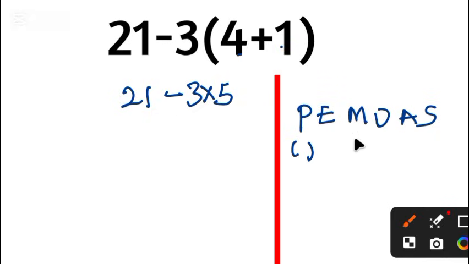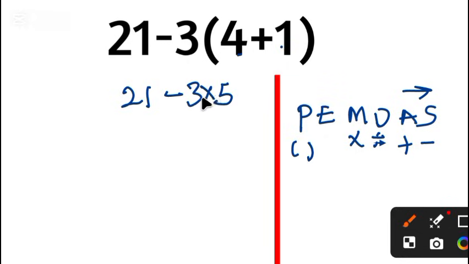According to the order of operations, multiplication and division, we evaluate from left to right. And after multiplication and division, we have addition and subtraction, which is also on the same level. We evaluate from left to right.